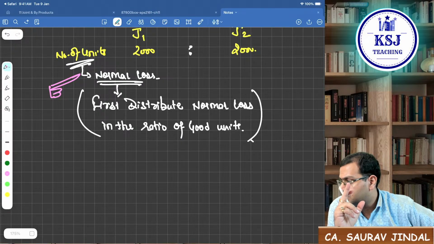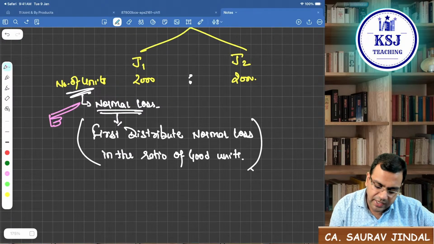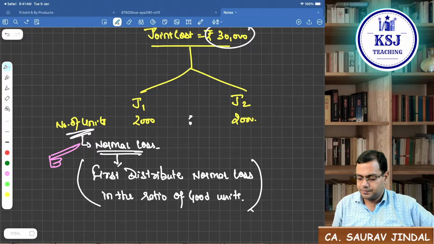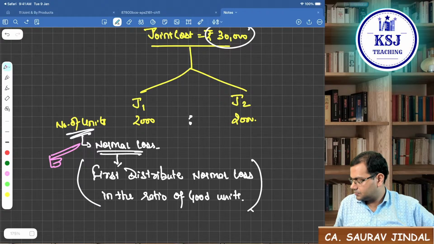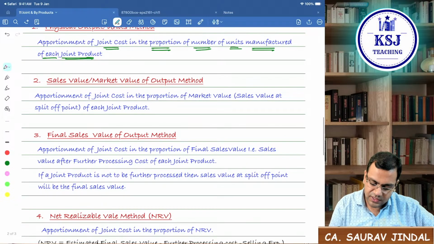Is this clear? The first method is clear? Please let me know if the physical unit method is clear. I've tried covering a small point here regarding the normal loss. Is it clear, everyone? Yes, is the first method clear, guys? Then we will move to the second method.